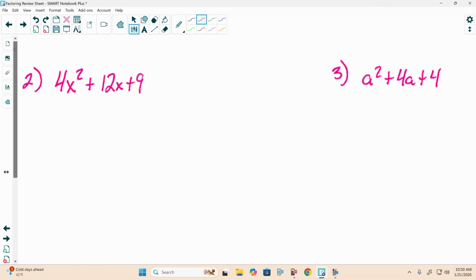Which one? 3. A squared plus 4a plus 4. Again, we're going to factor this. We don't have a difference of perfect squares or a difference of perfect cubes, so we're going to go through our main steps. First, we're going to look for a greatest common factor amongst these 3 terms. There's not one. So we move on to our 2 sets of parentheses with 3 spaces.